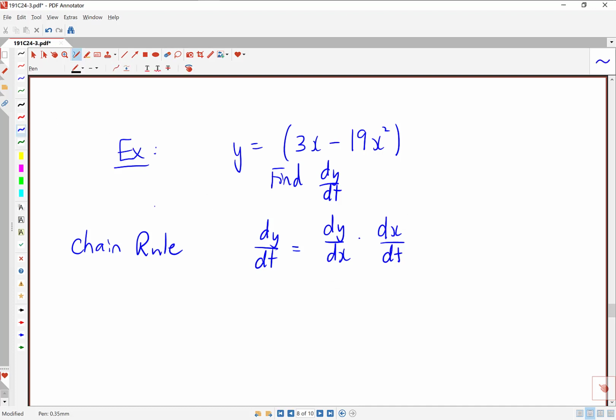So the value of doing that is that it gets you a little bit further towards computing what dy by dt actually is. So this dx by dt, we don't know. We would just have to leave it as is. But the dy by dx, that's just our normal derivative, the 3 minus 38x. So that's exactly the sort of idea that we're going to use in our last big problem for this video.